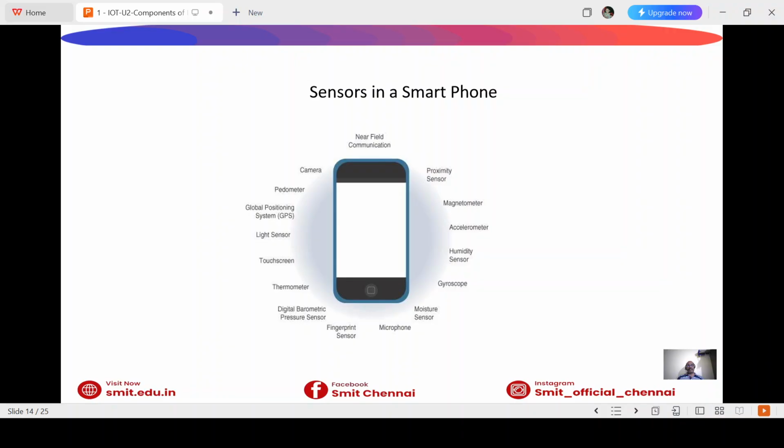This is a classic example of sensors in a smartphone. You can go through the touchscreen. We all know the touchscreen, right? Light sensor, touchscreen sensor, fingerprint sensor, all those things are available in this. And proximity sensor, everything you must be aware of. And see here, the global positioning system is also available.